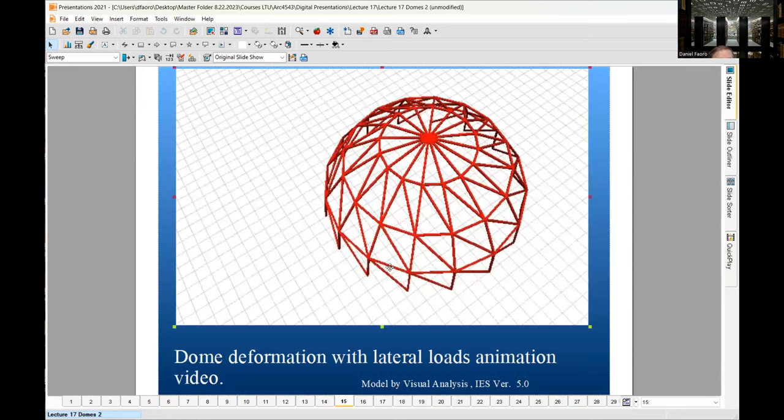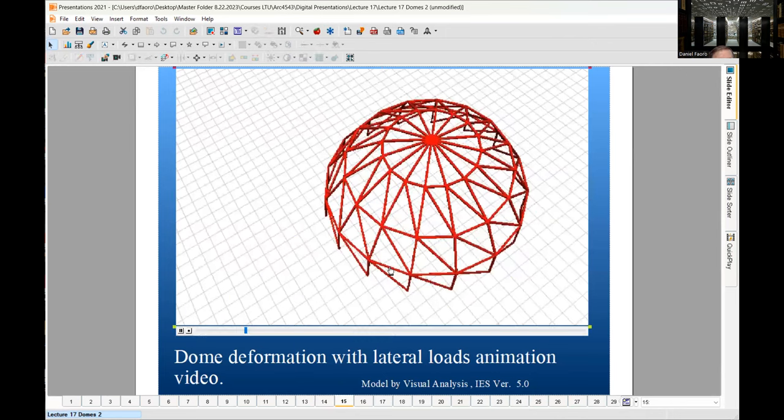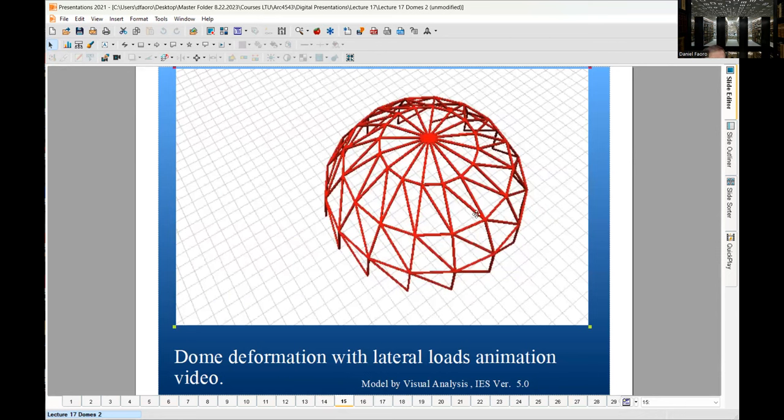So it looks something like this. Load was originating from upper left to lower right. This was my tension side, that was my compression side.